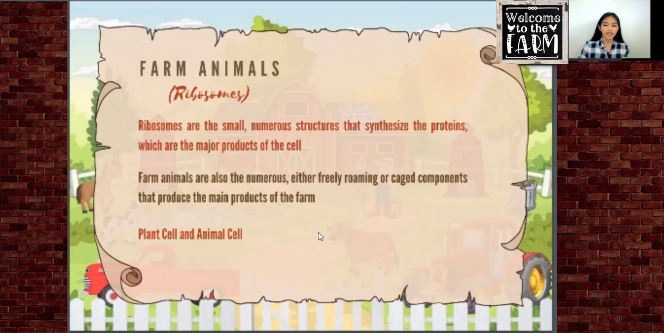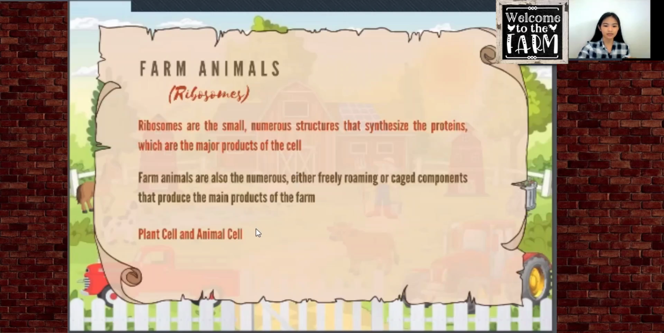While here in farms, these farm animals are also the numerous, either freely roaming or caged, components that produce the main product of the farm. Chickens and ducks lay eggs, cows and carabaos produce milk, sheep provide wool, and pigs and horses supply meat. These products are alike with the cell's protein. So, as with the animals, these are alike with the cell's ribosomes. Ribosomes can be seen in plant and animal cells.